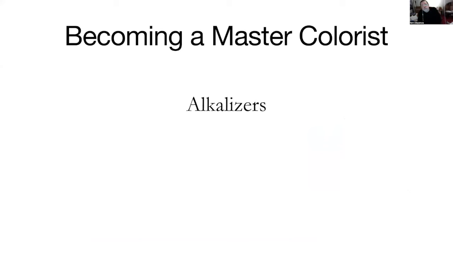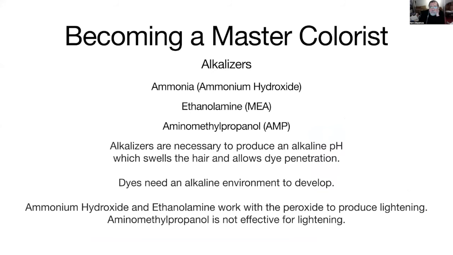Alkalizers. So we use three alkalizers primarily. Well, in hair color worldwide, we use three alkalizers. We use ammonia in the form of ammonium hydroxide. We use ethanolamine, also known as MEA, and aminomethylpropanol, also known as AMP. Now, the alkalizers are necessary to produce an alkaline pH, which swells the hair, and then it allows the dye to penetrate into the hair.